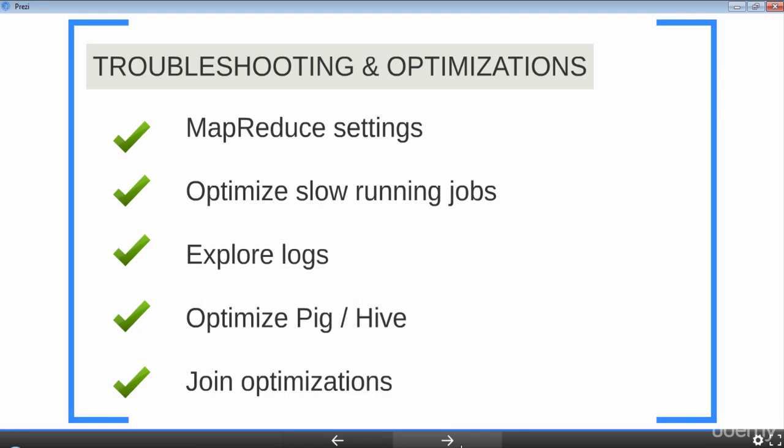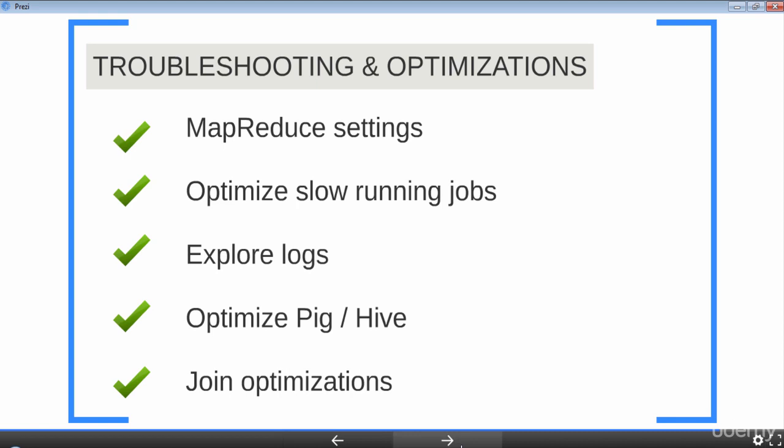The concepts we'll learn in this chapter will come in handy when things go wrong, meaning we'll learn to troubleshoot and debug issues, along with techniques to optimize slow running jobs. Furthermore, we'll learn how to write optimized Pig and Hive joins by understanding how joins work behind the scenes, and also learn how to use hints to write optimized Pig scripts and Hive queries.